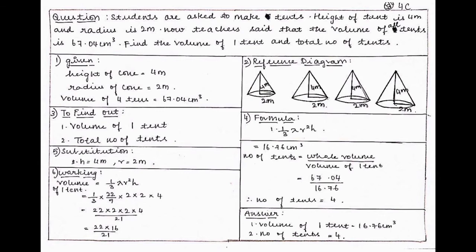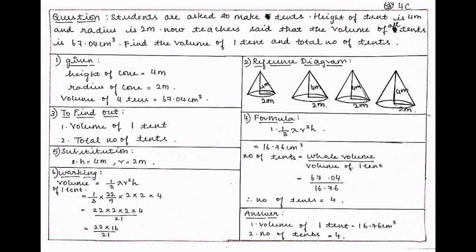So what should be found out? We should find out the volume of one tent and the total number of tents. The formula which we are going to use in this question is 1 by 3 pi r square h, which is equal to volume. So substitution: h is equal to 4 meter and r is equal to 2 meter. When we substitute the values, we will get 1 by 3 into 22 by 7 into 2 into 2 into 4. When we multiply this, we will get 22 into 2 into 2 into 4 whole divided by 21. So 2 into 2 is 4 and 4 into 4 is 16. So 22 into 16 whole divided by 21. When we divide, we will get 16.76 centimeter cube.